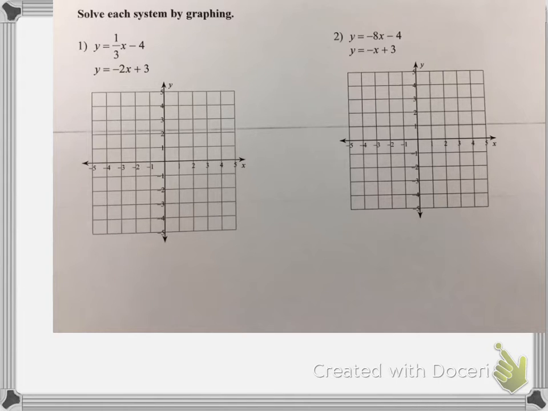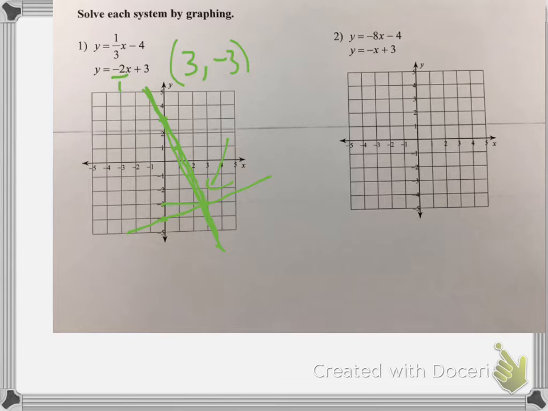So y = 1/3 x - 4. I start at -4, and the slope is up 1, right 3. And I just make a couple points, draw my line. Next, -2 over 1 plus 3. Be consistent. So start at the y-intercept, slope is down 2, left 1. This is a good time to keep in mind the slope, whether your slope is positive or negative. Make sure of that, because most of you miss this. So my solution is at (3, -3), where they intersect.